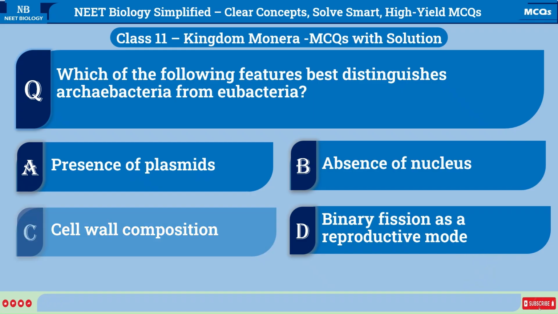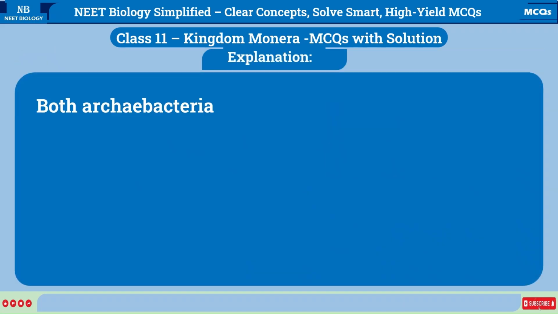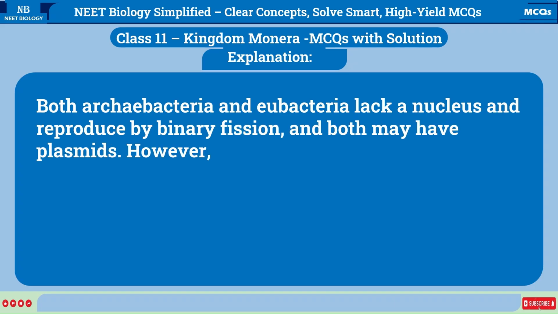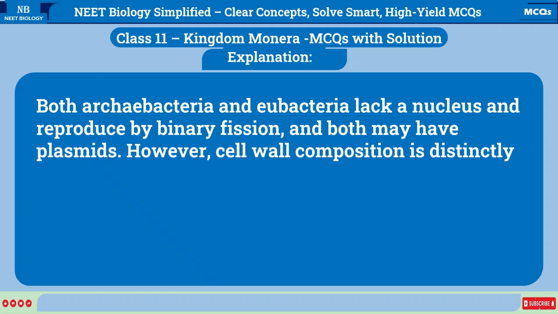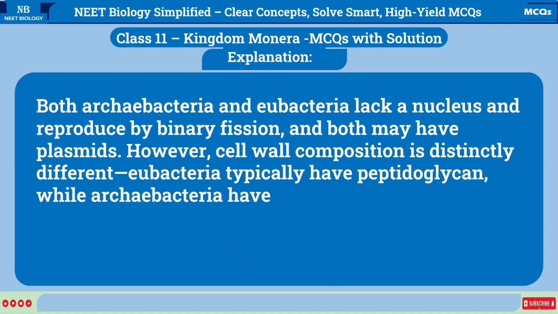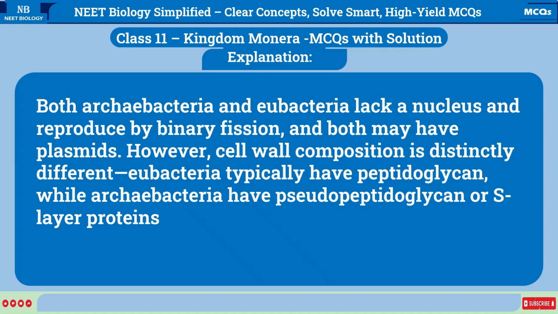Correct option is C. Cell wall composition. Explanation: both Archaebacteria and Eubacteria lack a nucleus and reproduce by binary fission, and both may have plasmids. However, cell wall composition is distinctly different. Eubacteria typically have peptidoglycan, while Archaebacteria have pseudopeptidoglycan or S-layer proteins, allowing survival in extreme conditions.